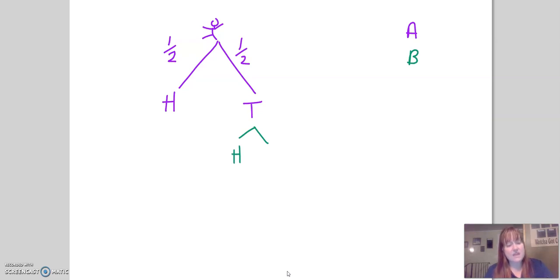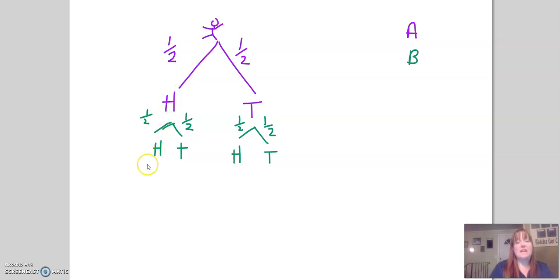And I have the same options, right? I could have heads or I could have tails. Those are my two things that could happen. And each time there's a 1/2 chance, or 1 in 2, or 0.5, 50%, however you want to say it, of getting each one. So what is the probability of A and B happening? What if event A is getting heads the first time and event B is getting heads the second time?